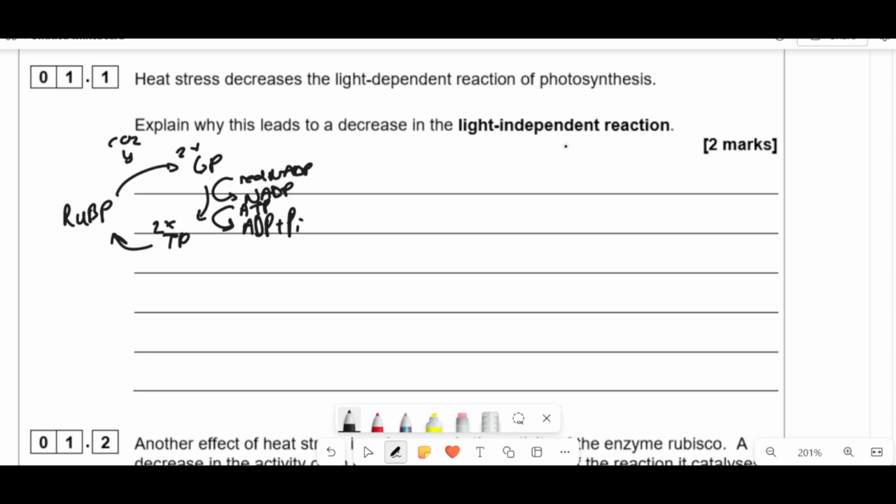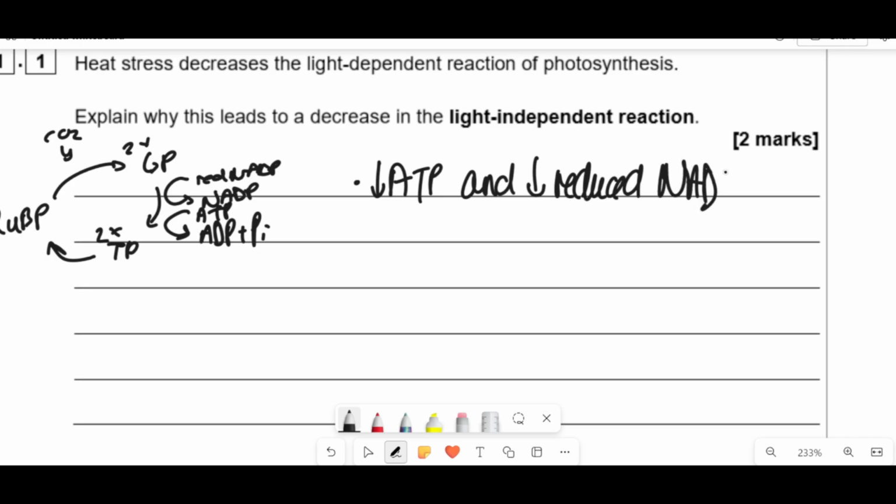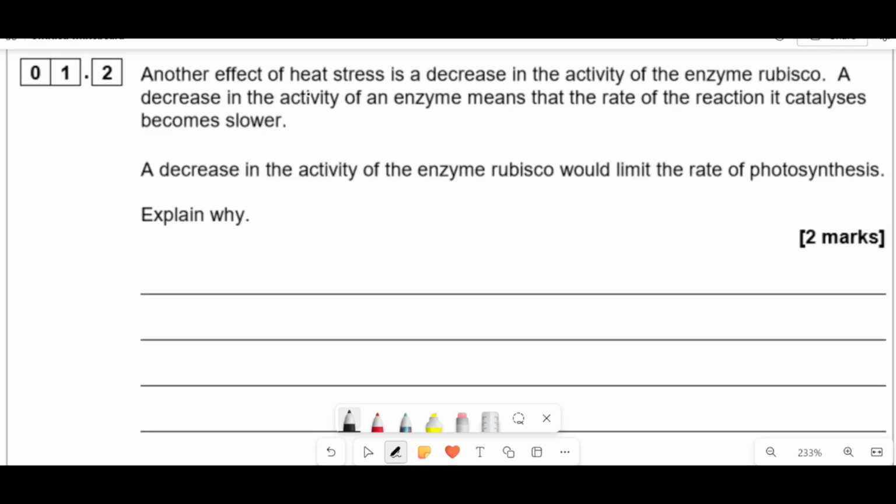So here, it says explain why there's a decrease in the light-independent reaction. It's because you've got less ATP and less reduced NADP. That is all.